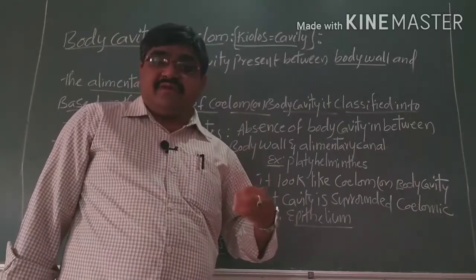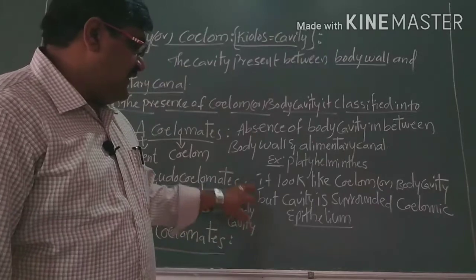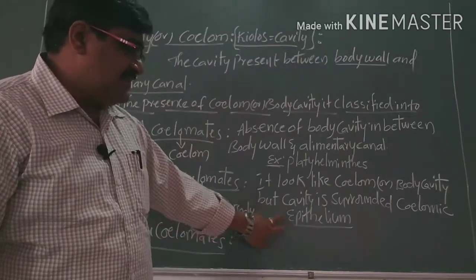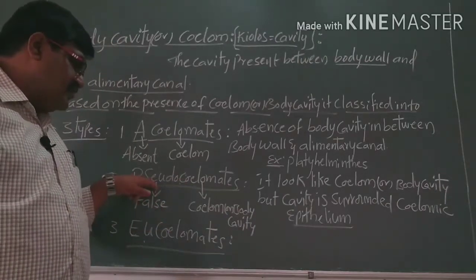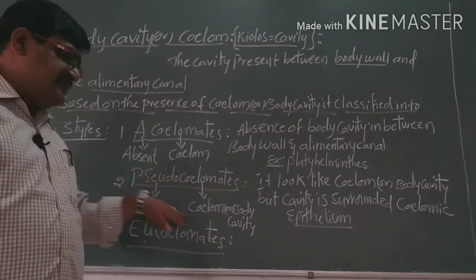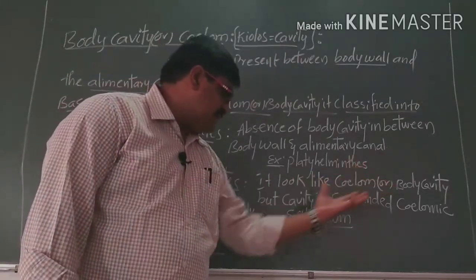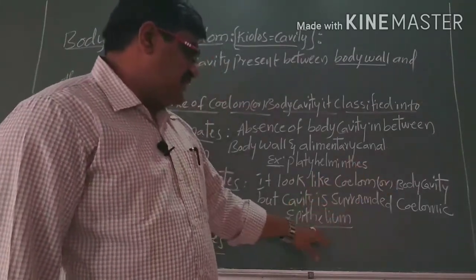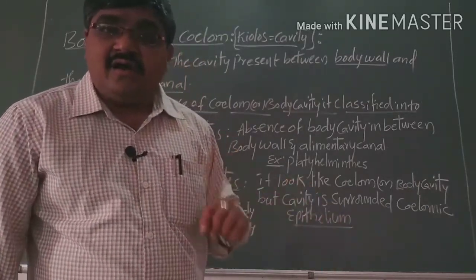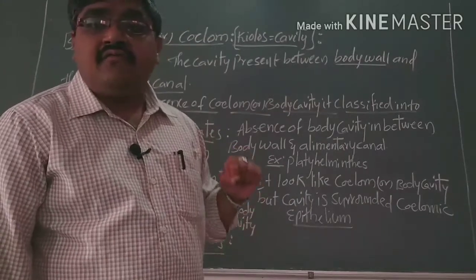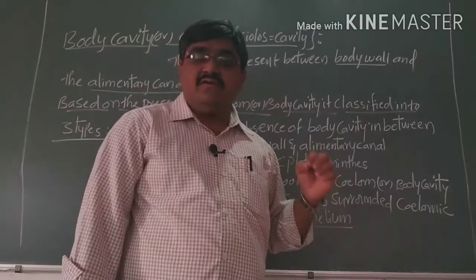Such coeloms are called false or pseudocoelomates. It looks like the coelom, but the cavity is not surrounded by coelomic epithelial cells, so it is called pseudocoelomates or false coelomates.